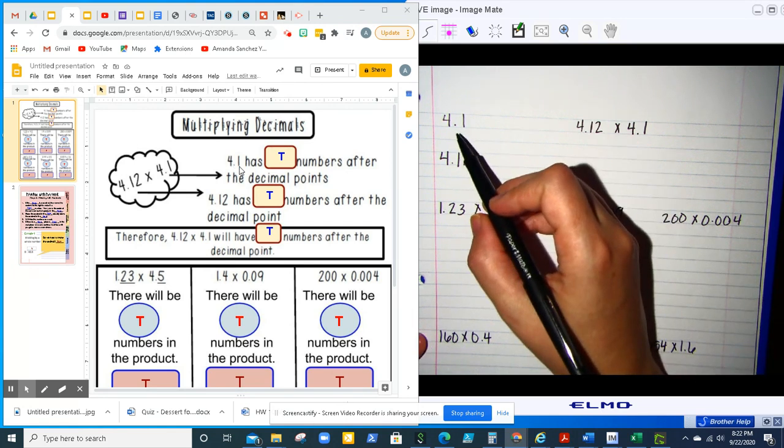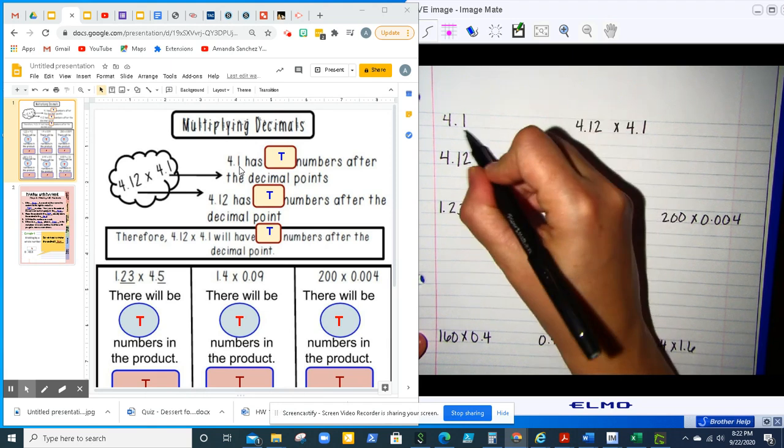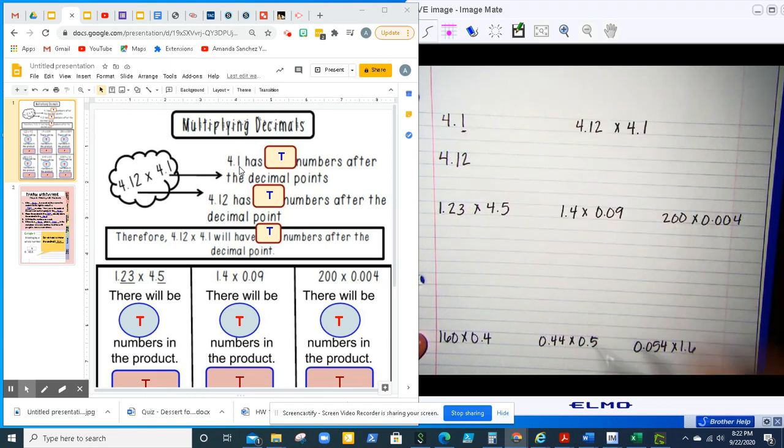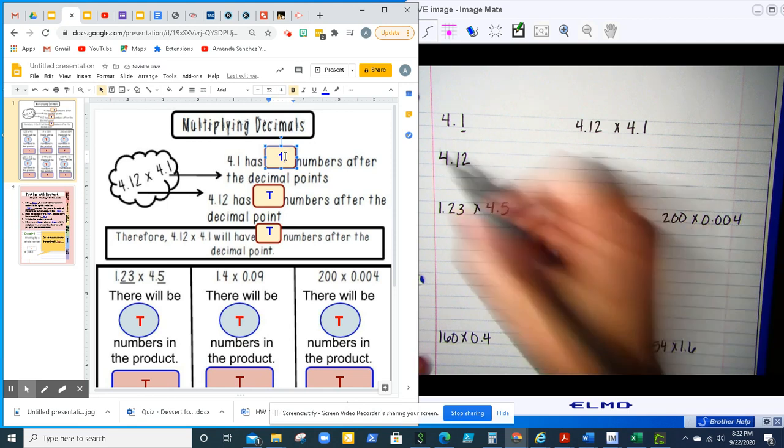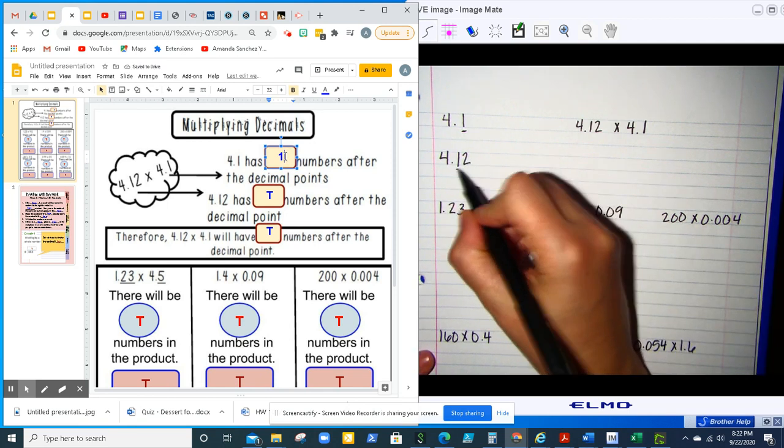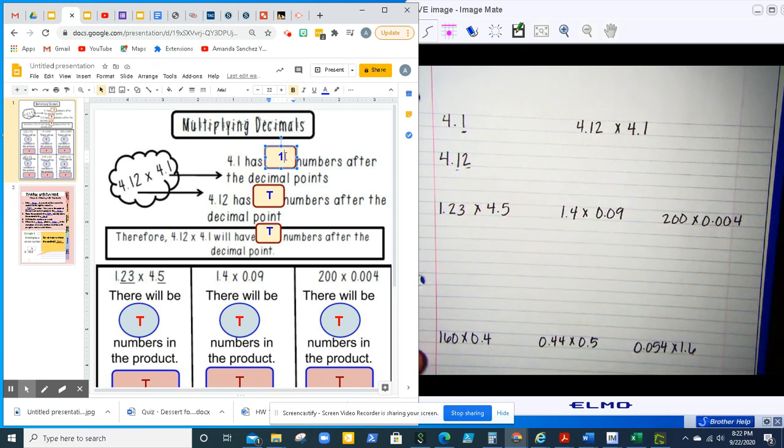4.1, or 4 1/10, has one value, or one decimal place, after the decimal. So any text box that has a T, you can edit it and just put your values in there. 4 12 hundredths has two values behind it.